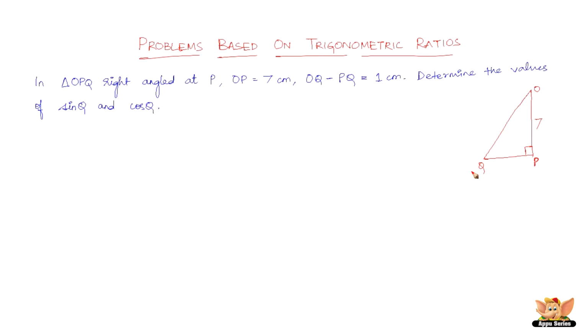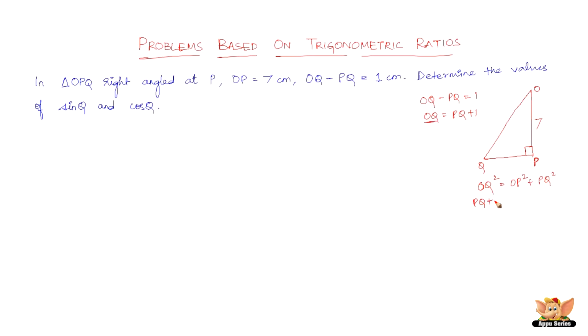Well, in this triangle, we've got the hypotenuse as OQ. According to the Pythagoras theorem, the hypotenuse square is equal to the sum of the squares of the other two sides. So that means OQ square equals OP square plus PQ square, right? We've got OQ minus PQ equals 1. We can write this as OQ equals PQ plus 1, just shifting PQ that side. So in the place of OQ, let's substitute PQ plus 1.